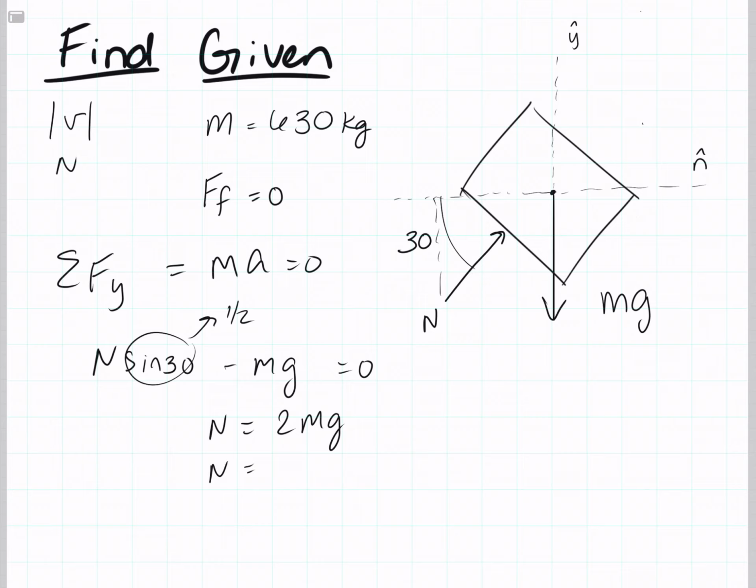Let's plug in what we know. So m is 630 kilograms. In gravity, we are in the metric system. So N equals 12,360 newtons.